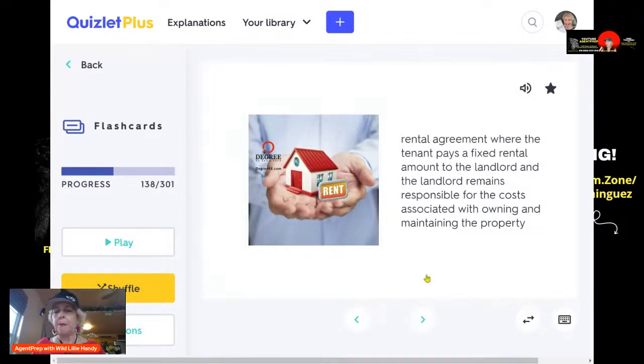Okay, number 138. A rental agreement where the tenant pays a fixed rental amount to the landlord and the landlord remains responsible for the costs associated with owning and maintaining the property. So what type of rental agreement where the tenant pays a fixed monthly rent, weekly rent, whatever period they're paying, where the landlord remains responsible for other costs? What is that called? Type it in the chat, please.